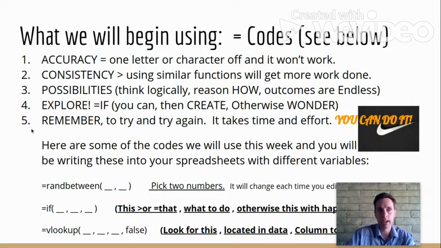You need to understand 5 basic things and more. Number 1, accuracy. One letter, a character off, something like that can make it so that it doesn't work. Consistency. As you figure out other ways to code things in different consistent manners, you can start to get more work done and make it simple and easy on yourself. The possibilities. Think logically, reason how, and your outcomes are endless. Explore as you use those possibilities. If you can, then you can create.